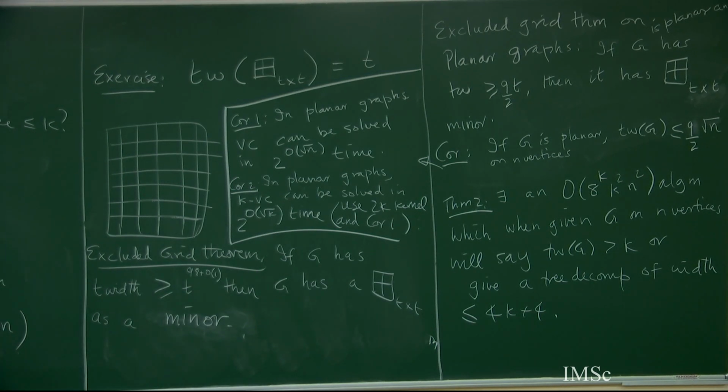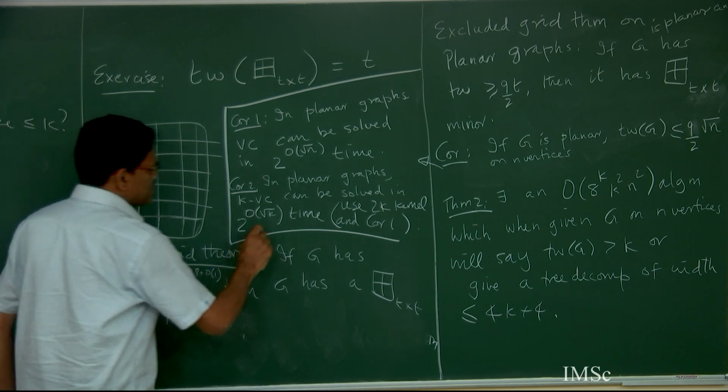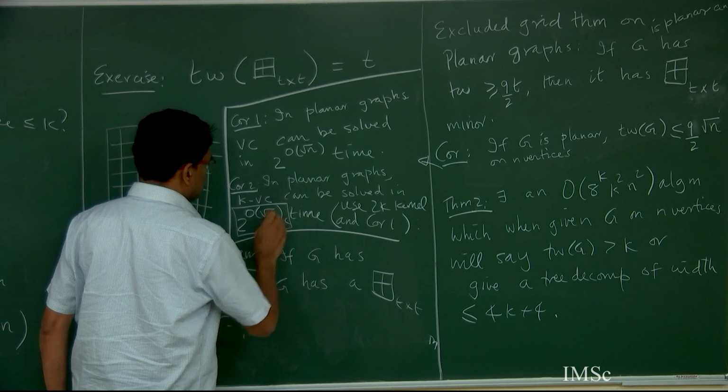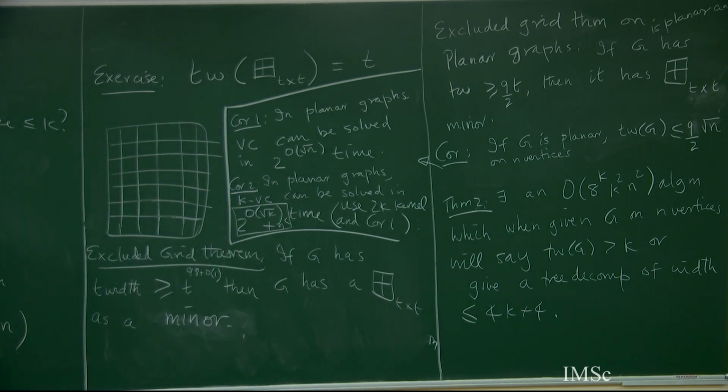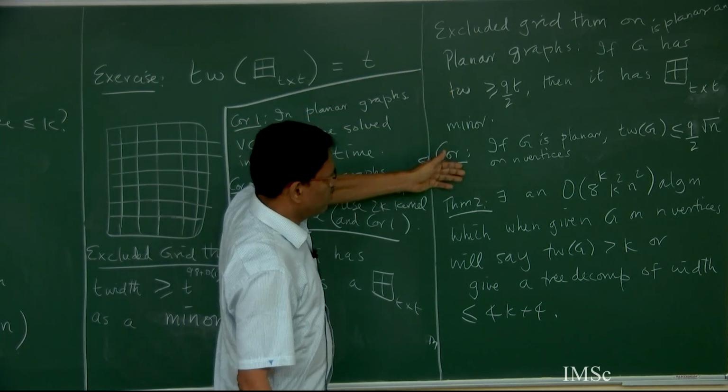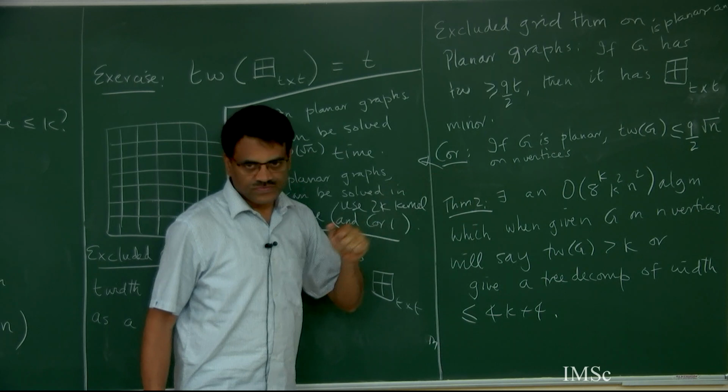right? This is also very impressive, right? 2 to the order root k times, I mean, or plus some polynomial time. But this is to do the kernelization. It has to depend on n. So all this is because of this nice grid theorem, and for planar graph, it is this. Okay.